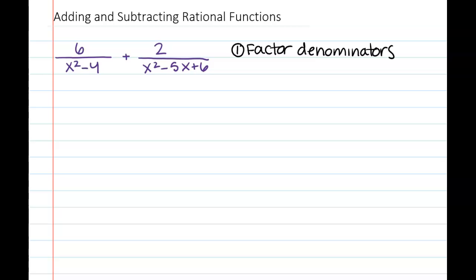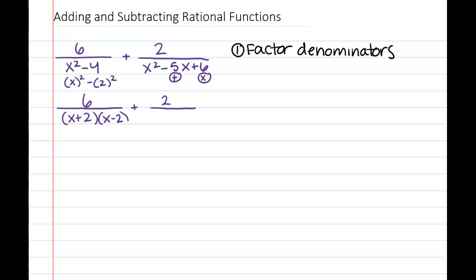So let's see, I'm going to rewrite. So 6 over x squared minus 4 is really x in parentheses squared minus 2 squared. So that factors into x plus 2 times x minus 2 plus 2 over, and you can use Xbox if you want to, but you don't need to. Really, we're just looking for what adds to be negative 5 and multiplies to be 6. So that's going to be negative 6 and 1.